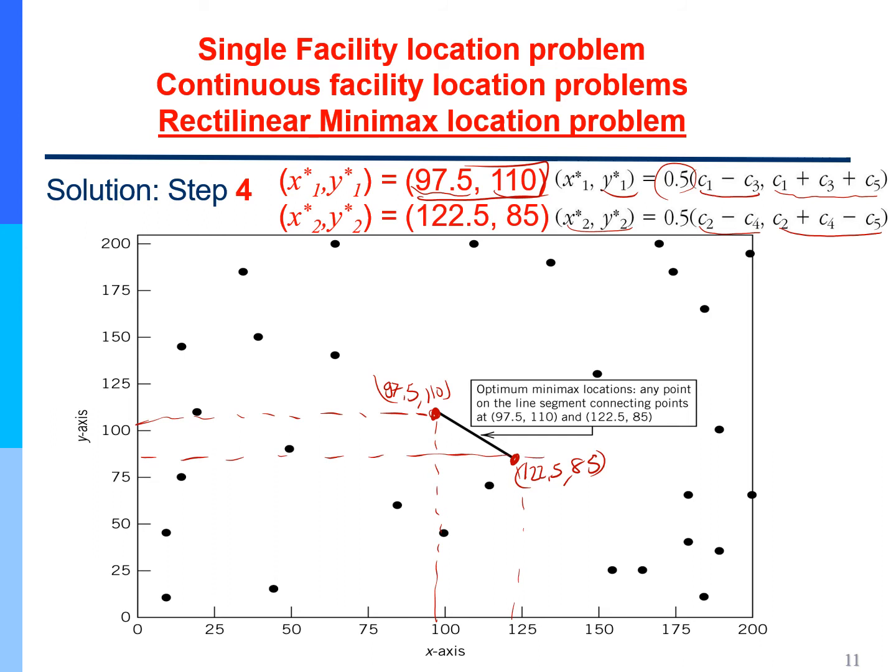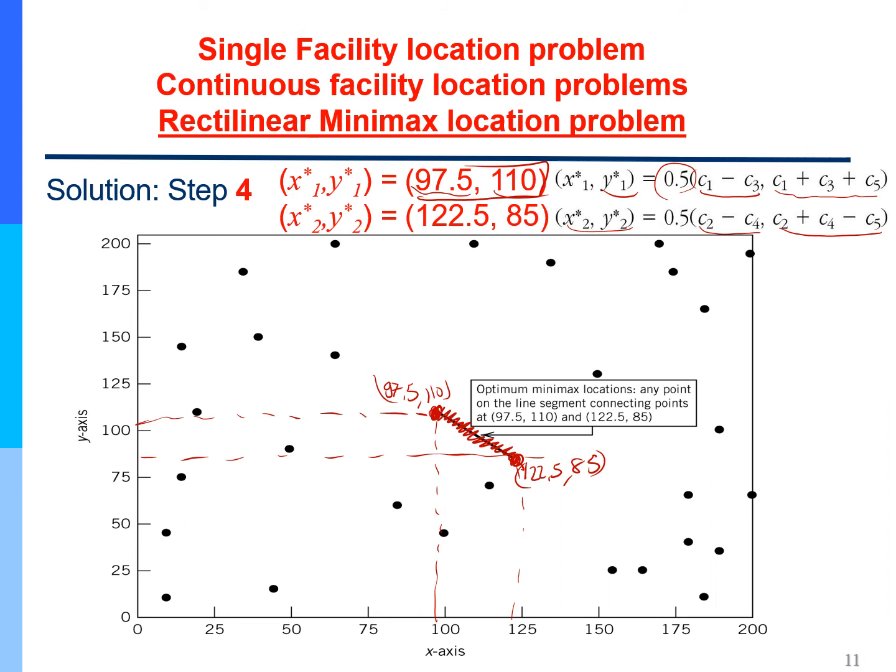Then the facility can be located anywhere on this line segment. Anywhere. These are alternative optima, and they will provide you the same objective function value. It means that there are infinitely many solutions to this problem, but the idea is to find this optimal coordinate.